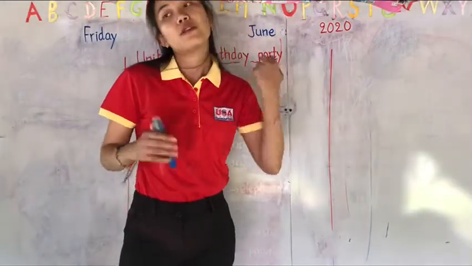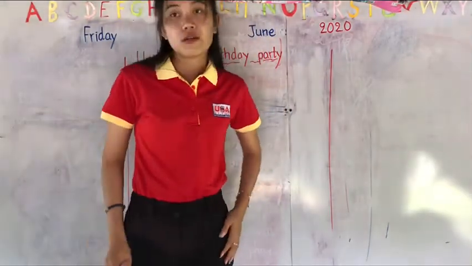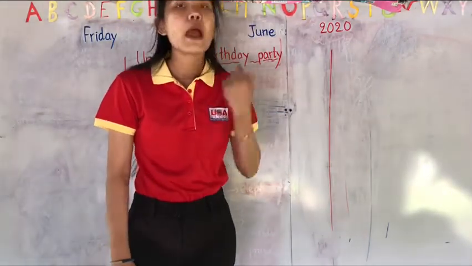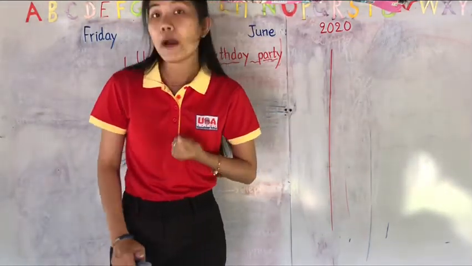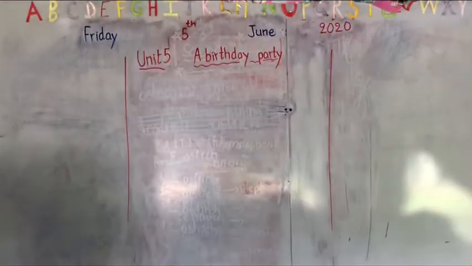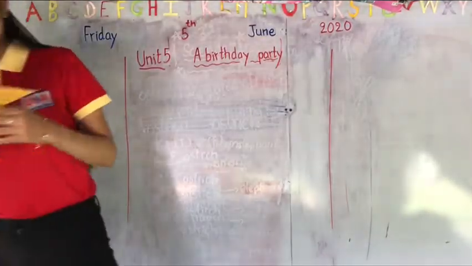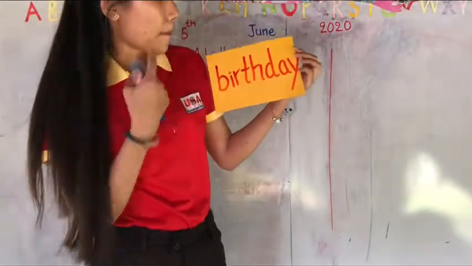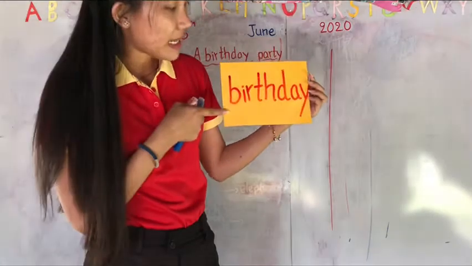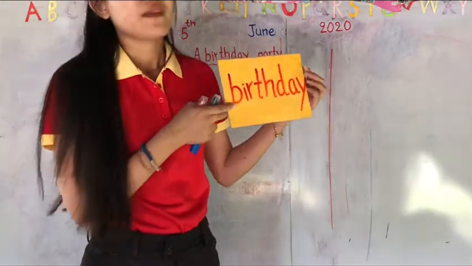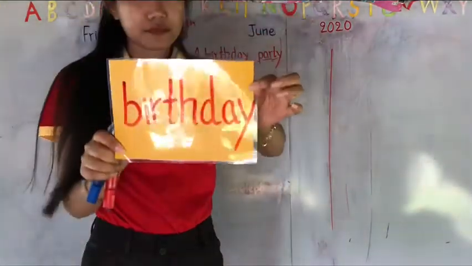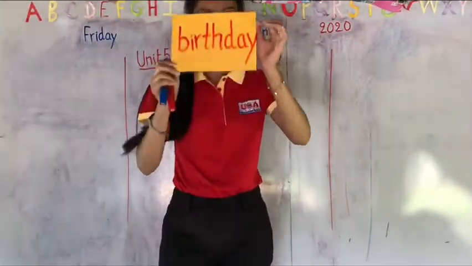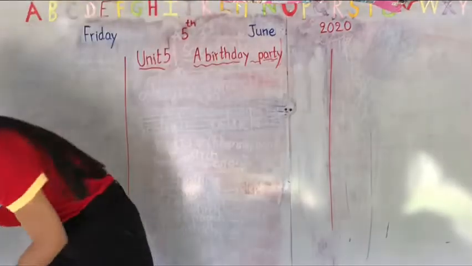So what do we call it in English? We call it birthday. Altogether, birthday. Again, birthday. One more time. Birthday. Birthday, birthday, birthday. Again, your turn. Birthday, birthday, birthday. Good job.